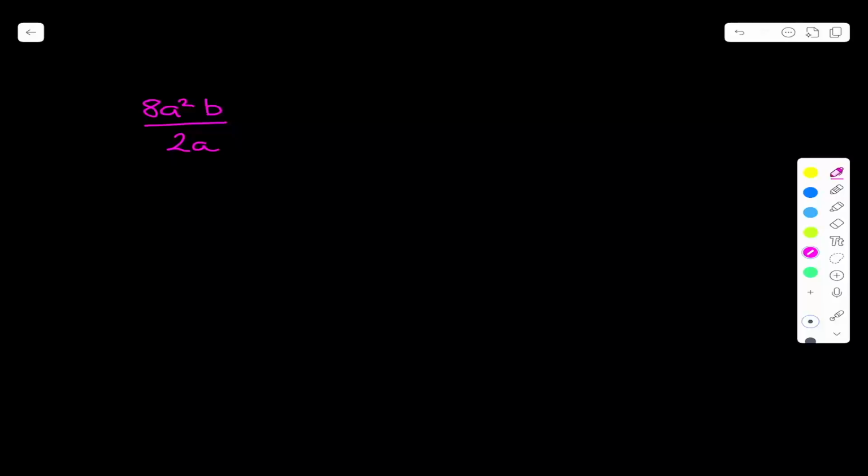We've got 8a squared b on 2a and you're asked to simplify this. Well, let's do this together. 8 divided by 2 is just 4, so we could just write this as 4. Then we've got a squared divided by a. Remember, a squared is just a times a, and we're divided by a. So one of these a's will cancel with this a.